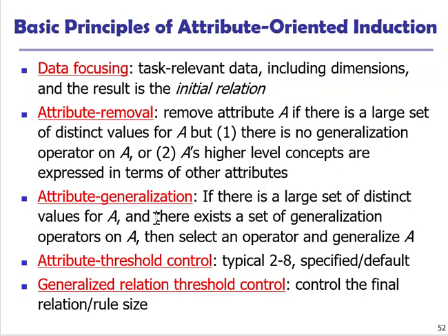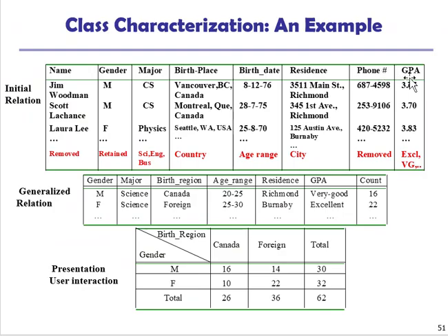Attribute generalization: if the distinct value count or cardinality for an attribute is large, but there exists a generalization rule on A, then we can use that rule to generalize A, like what we did here, with GPA being discretized, and major being generalized from CS and physics to science or other groups, depending on the input.